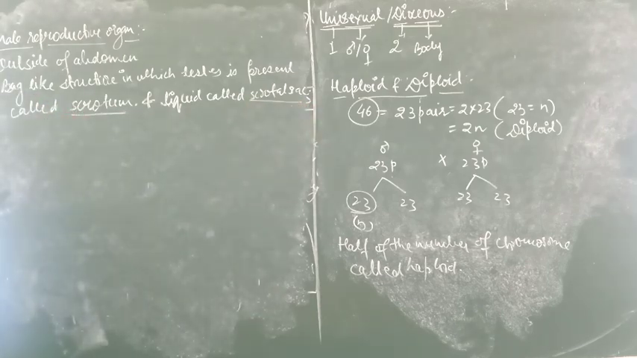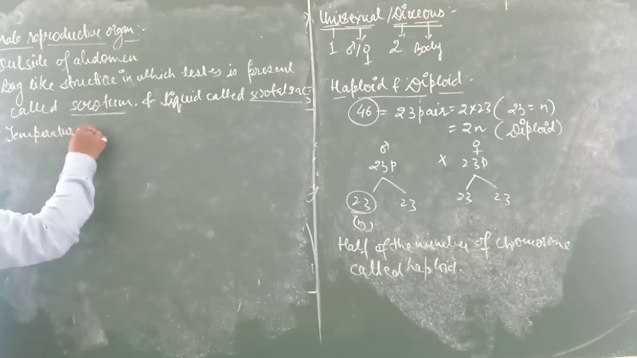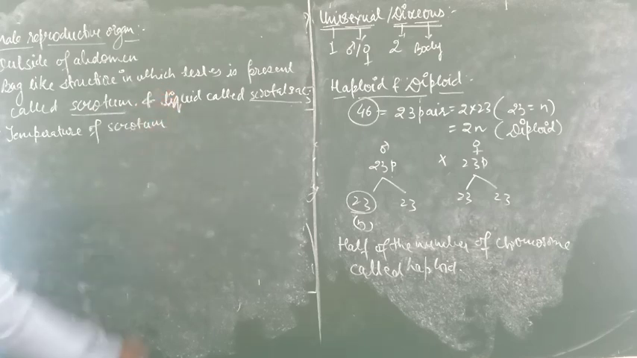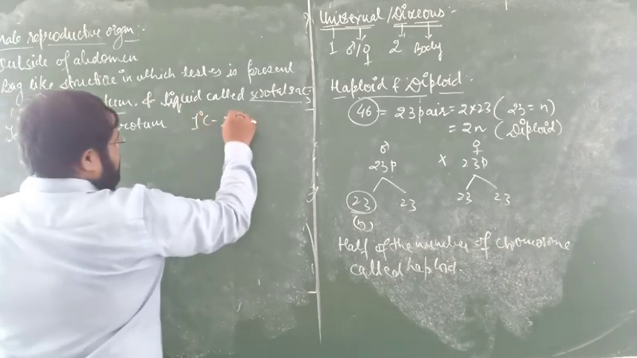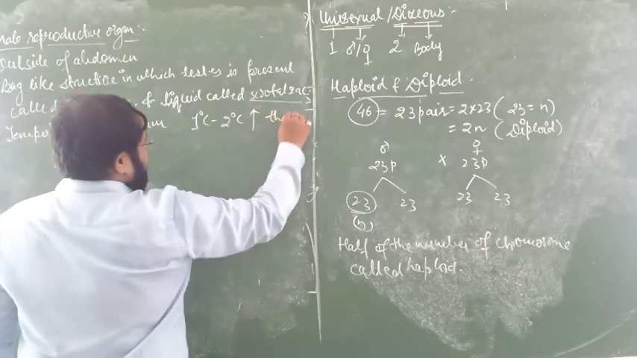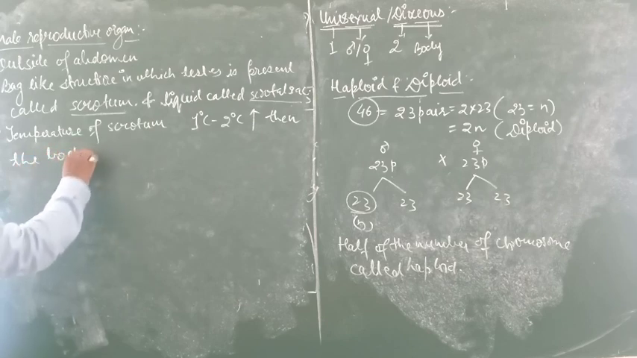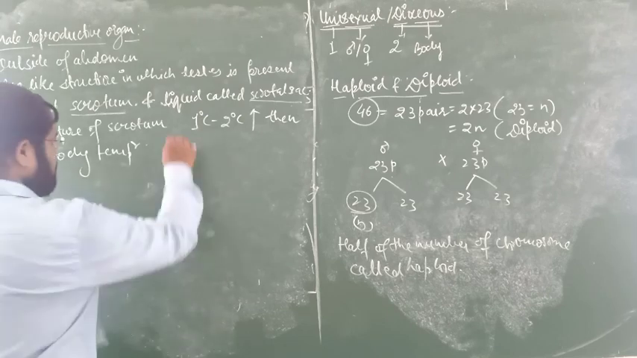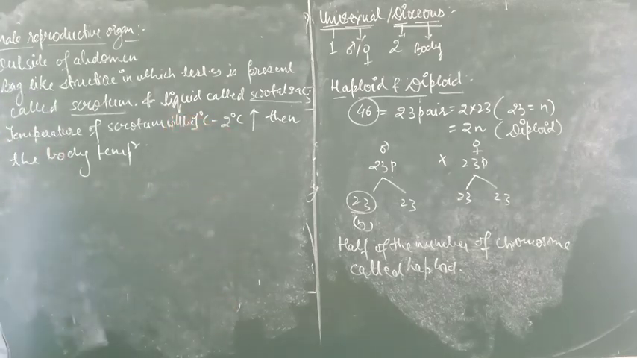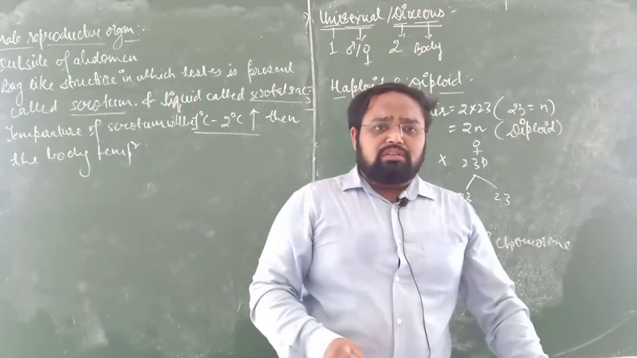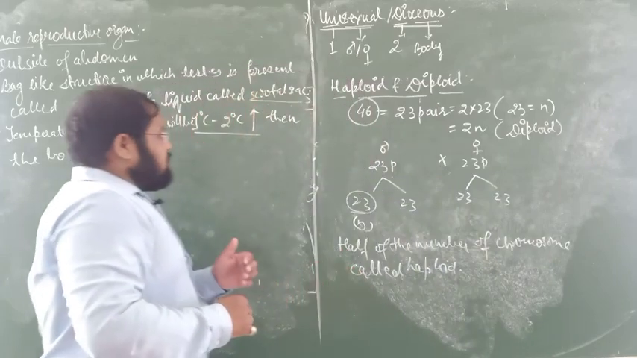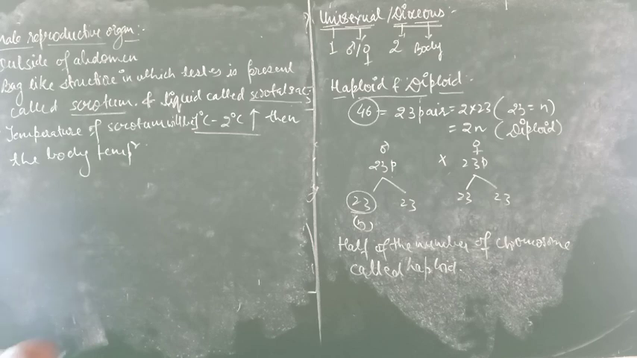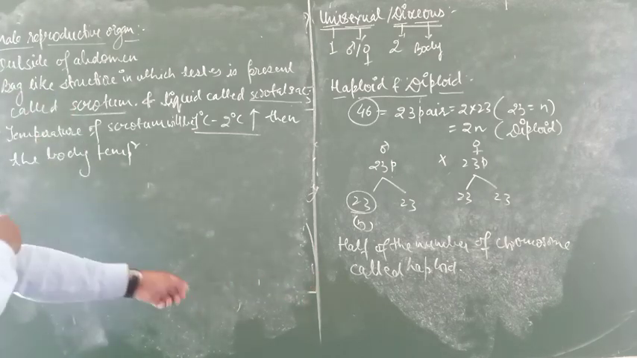Second thing is that the temperature of the scrotum will be 1 to 2 degrees Celsius lower than the body temperature, because at that temperature there is the formation of sperm. Clear this one? First thing. So these are some points about the testis.